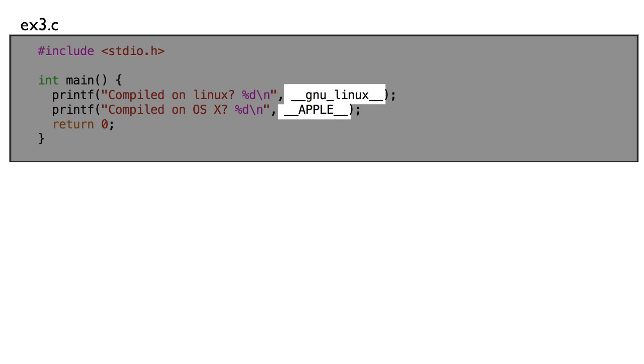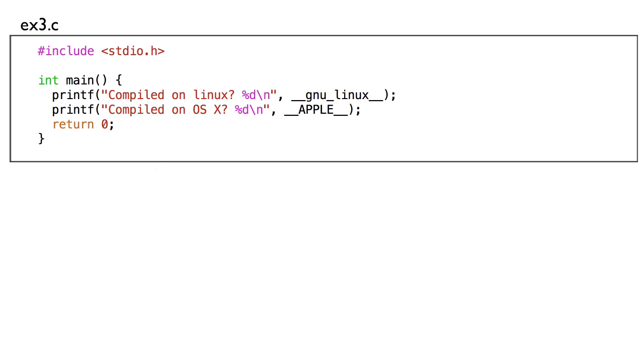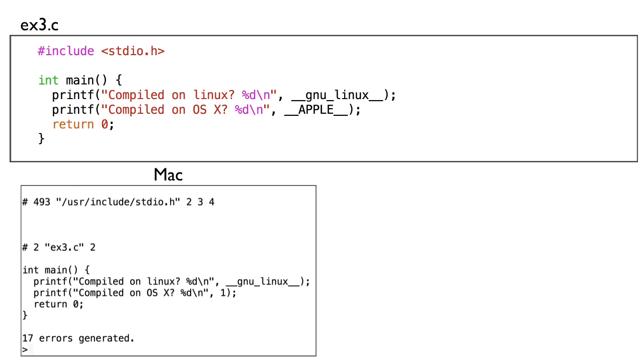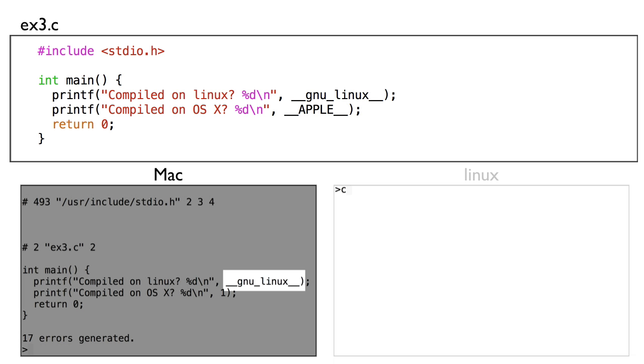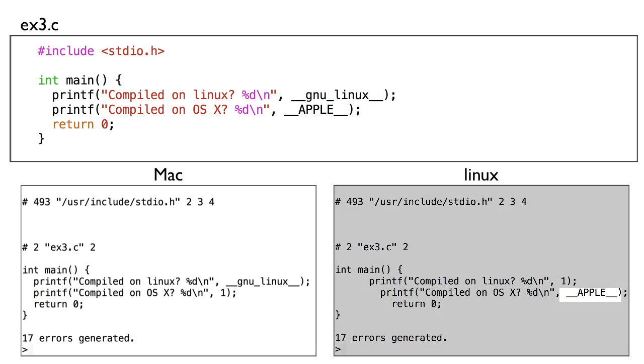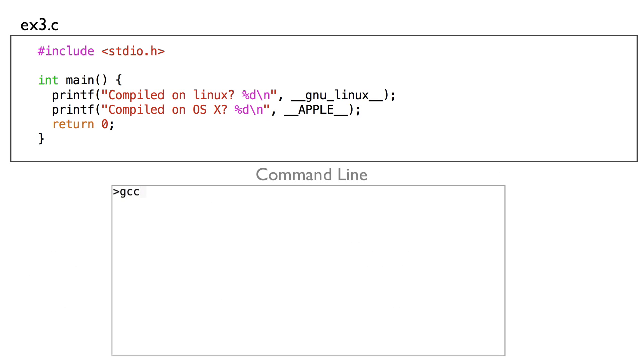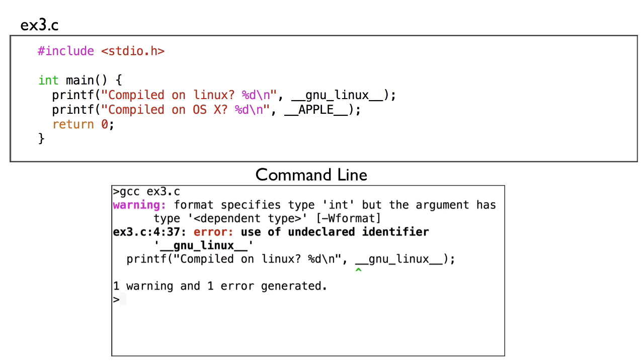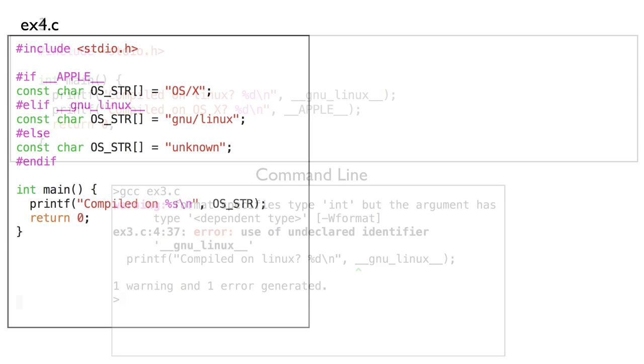Other macros are defined by specific systems. For example, on my machine, which is a Mac, I see this. But on a Linux box, the Linux macro is defined, while the Apple macro is not. Clearly, these macros are useful if you need your code to behave differently based on the system that is compiling and running it. However, we can't use these macros to print informational messages. The macros are only defined when they are true. We need a conditional statement.